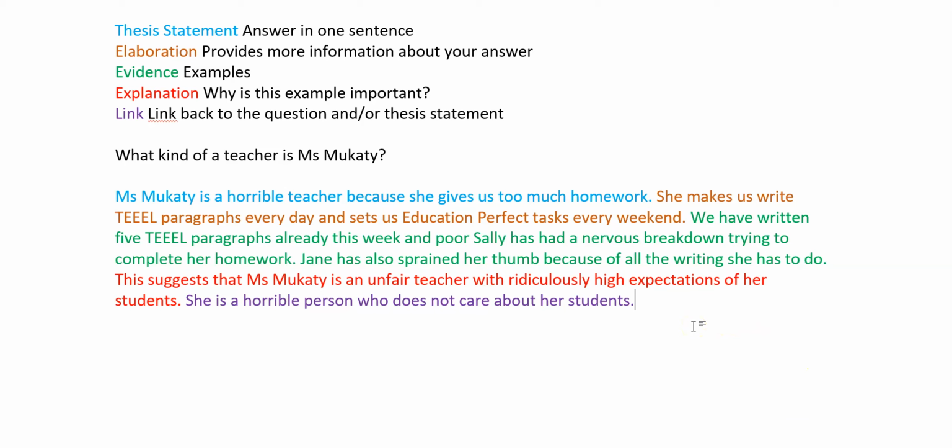Now, there are a couple of ways to make this paragraph better. It's always good to try and use different words. I have used the word students many times, so perhaps I'm going to scratch that out and instead write pupils. I like good words. Words improve life dramatically.